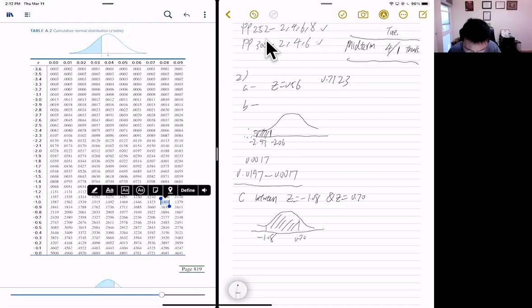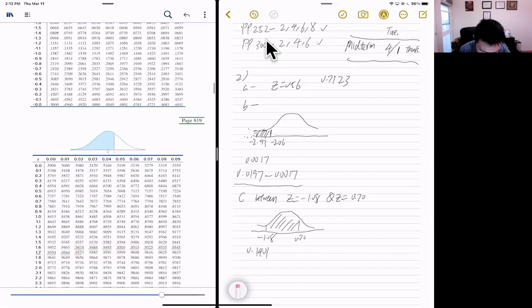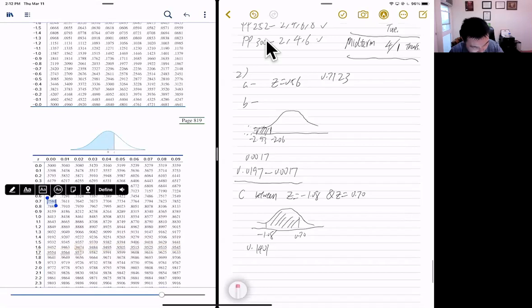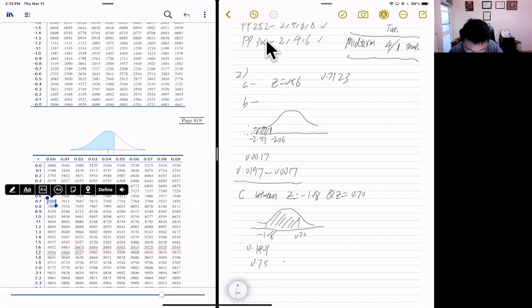For that value it is 0.1401. And for 0.7, remember that's positive, 0.7 is here. So 0.7580 minus 0.1401 is the answer.